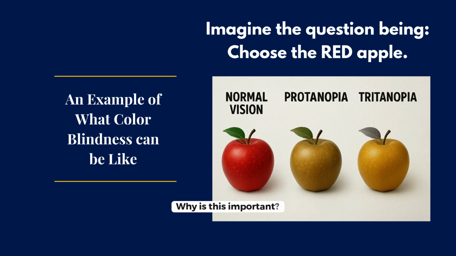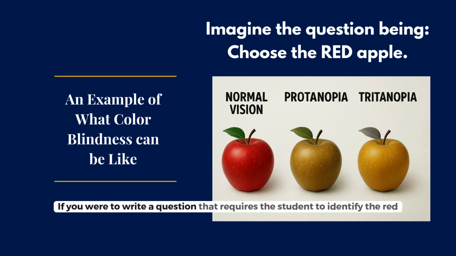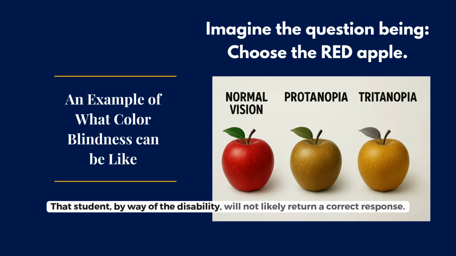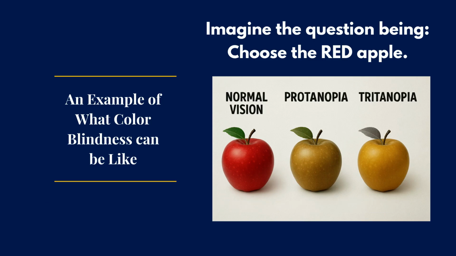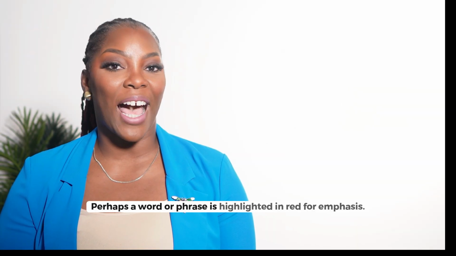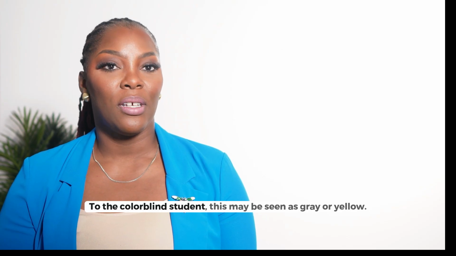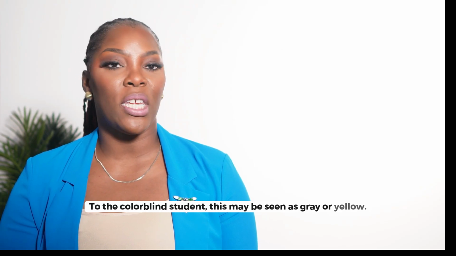Why is this important? If you were to write a question that requires the student to identify the red apple to get the answer correct, that student, by way of the disability, will not likely return a correct response. Let's consider another case. Perhaps a word or phrase is highlighted in red for emphasis. To the colorblind student, this may be seen as gray or yellow.